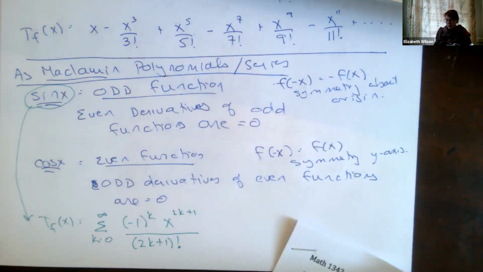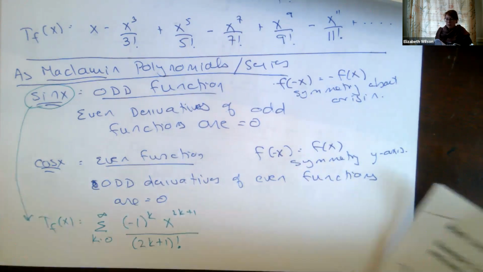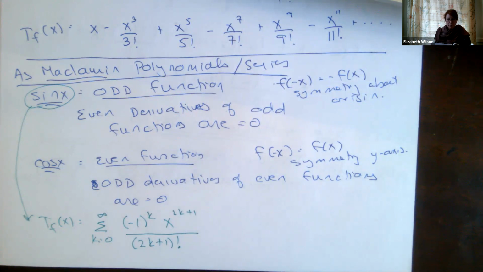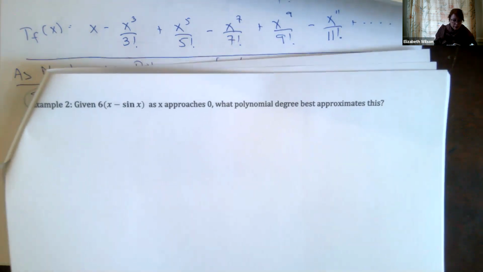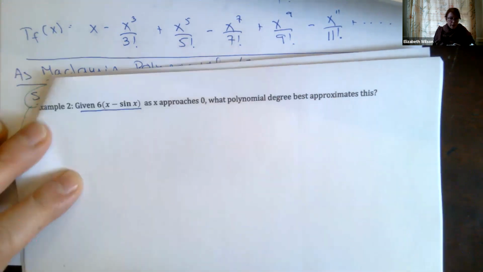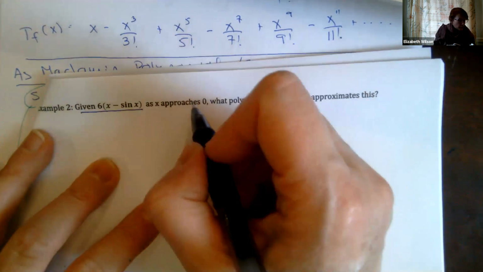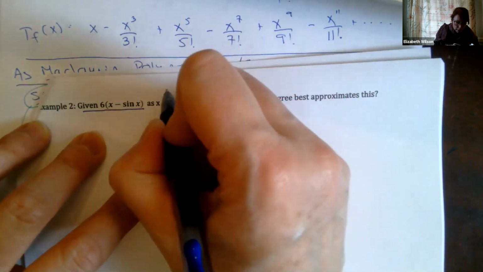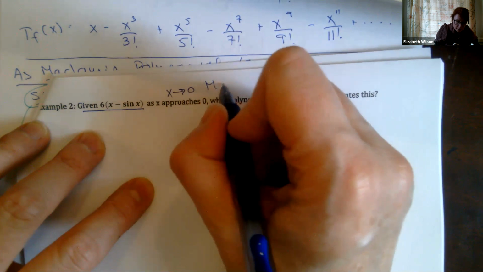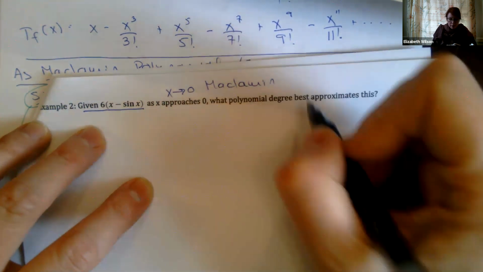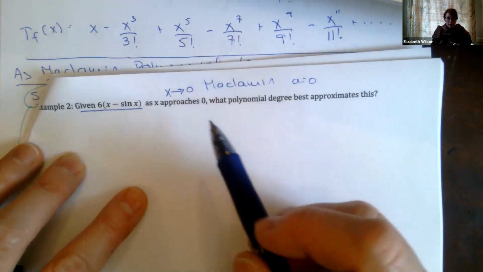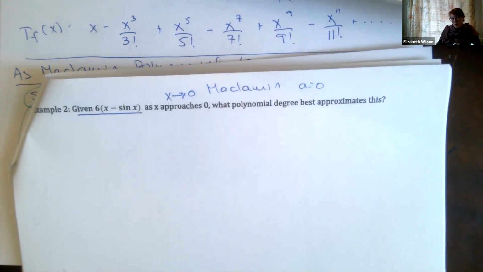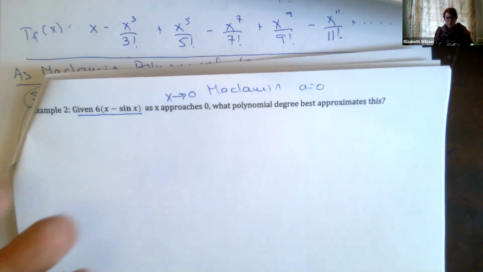Why do we care? The reason is that we're going to use these to help us evaluate more complex functions. Look at example number 2: given 6 times x minus the sine of x as x approaches 0. As x approaches 0, I'm looking at the Maclaurin, so my a is equal to 0. What polynomial degree best approximates this? This isn't so bad; I can probably figure out derivatives for this.